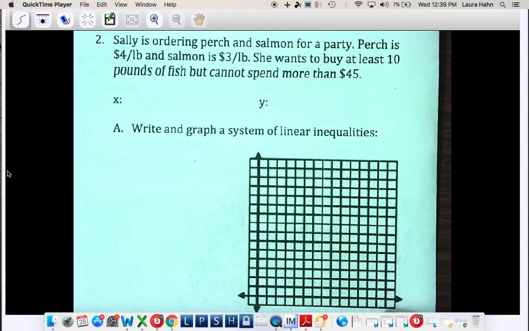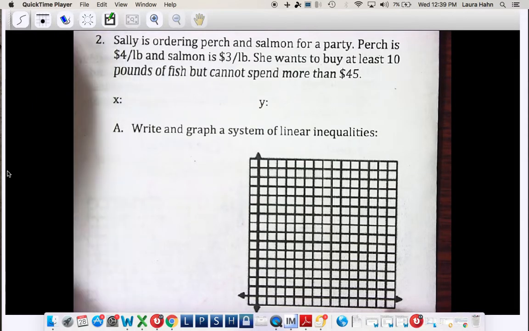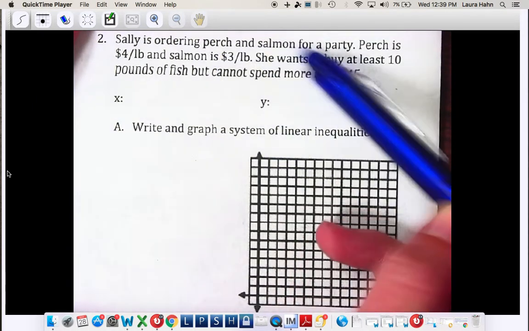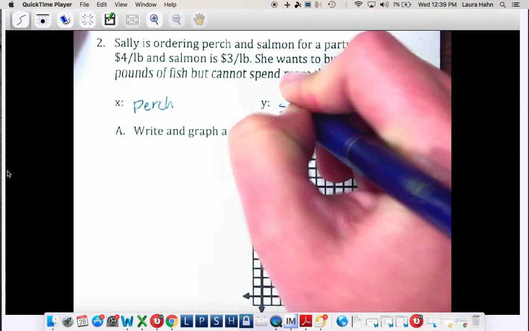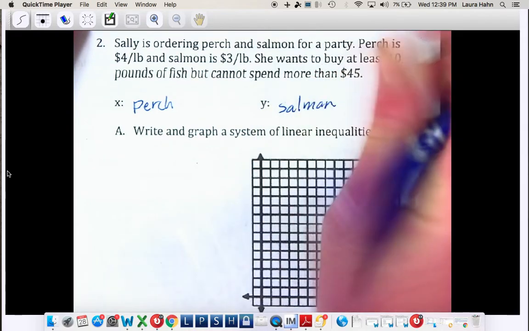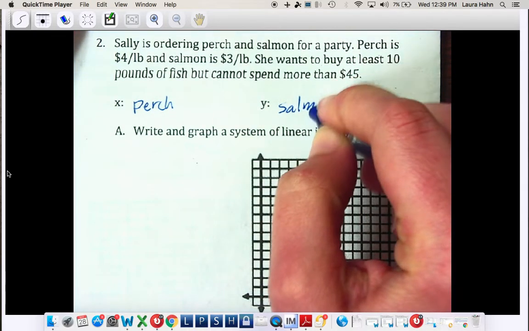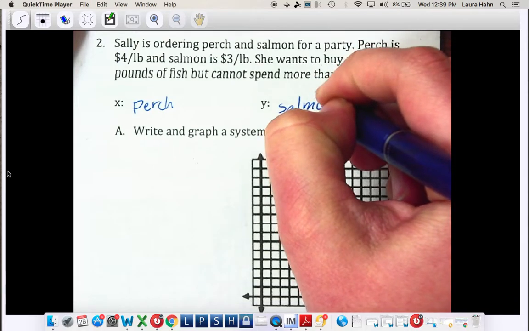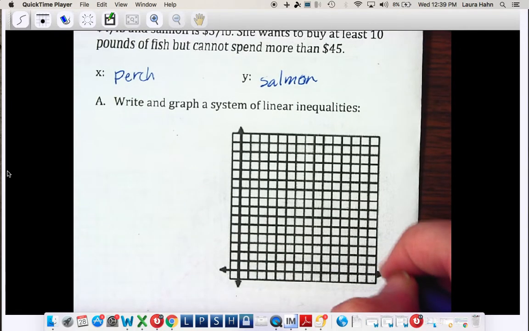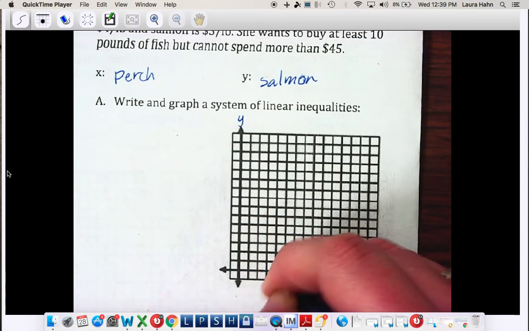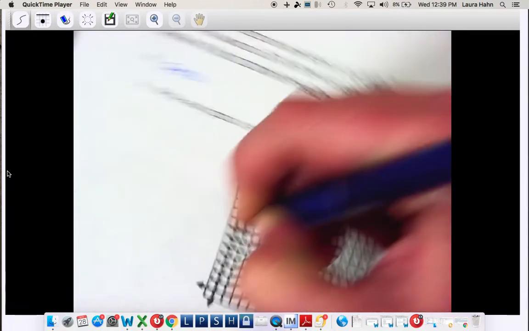Okay, on to Sally is ordering perch and salmon. Perch is $4 per pound and salmon is $3 per pound. She wants to buy at least 10 pounds, but she cannot spend more than $45. Okay, so the 2 things that we're talking about is perch and salmon. So I'm going to let X be perch, and I'm going to let Y be salmon. All right, unlike last time, I'm going to go ahead and label my graph first. I want this side as perch, and this side will be salmon.